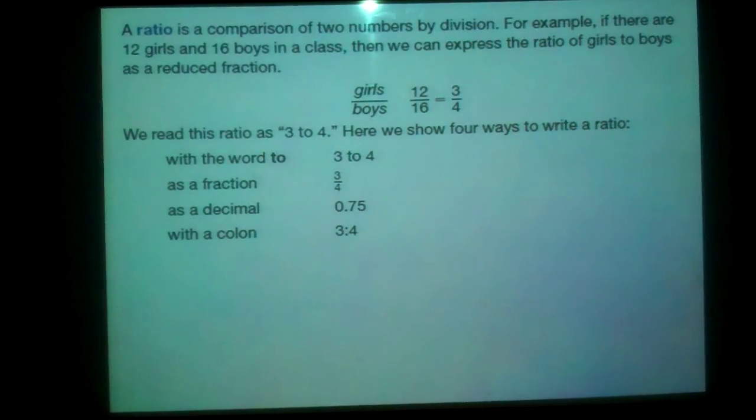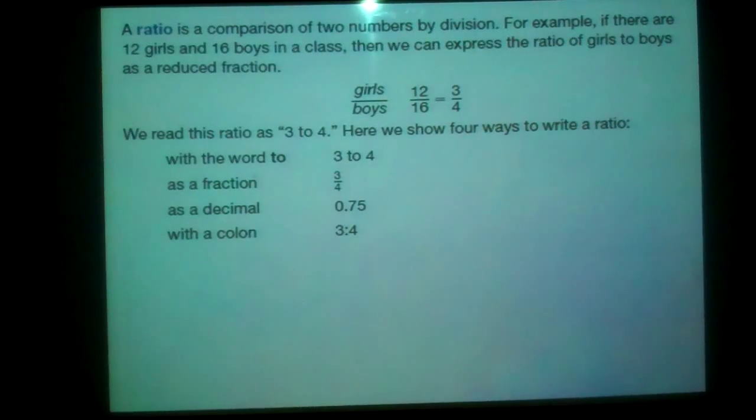And our next objective here shows us 4 different ways to write this ratio. We could use the word "to": 3 to 4. You'll hear me say that quite a bit. You can write it as a fraction, 3/4. Write it as a decimal, turning 3/4 into 0.75, or with a colon, which is seen often as well, 3 to 4. Basically saying for every 3 girls there are 4 boys in the class. So those are different ways we can write it, and this is what a ratio is.